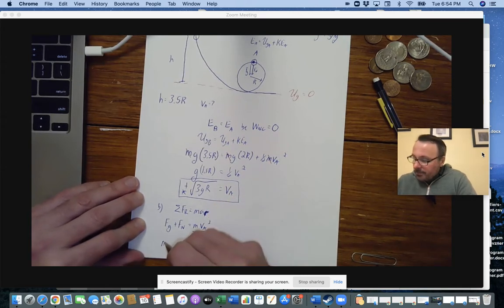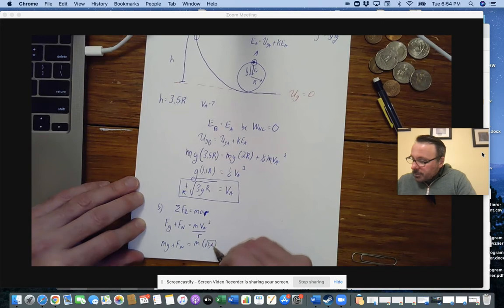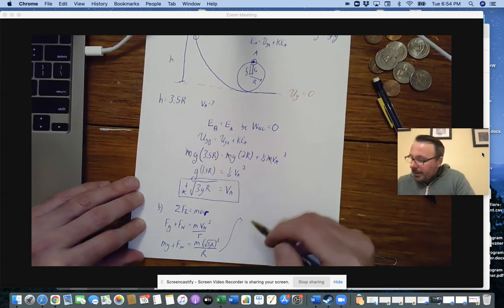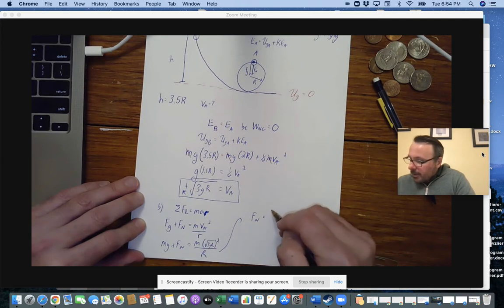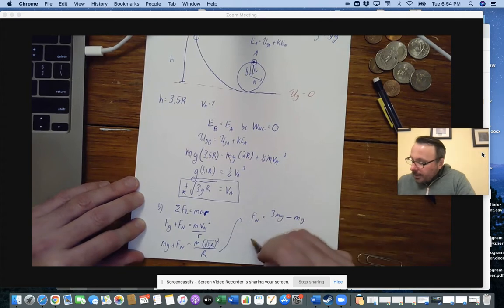And so mg plus F_n is equal to m times v squared, radical 3gR, squared over a capital R. And we can see what happens then, that F_n is equal to, well, when all that squares out, the R and the square root squared are going to cancel. So I'm going to get 3mg minus mg, or that F_n is equal to 2mg at that location.